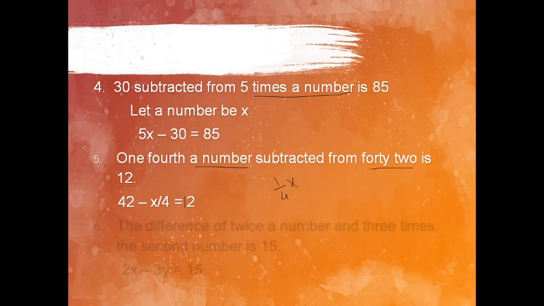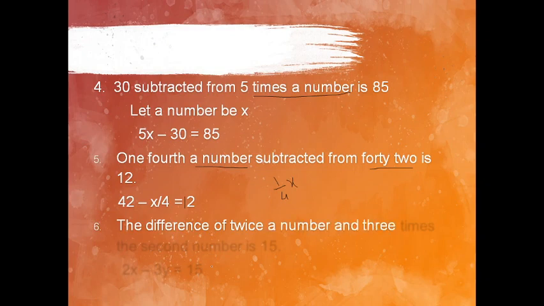Next, the statement given is: the difference of twice a number and 3 times a second number is 15. The difference means subtraction. Twice a number means 2 into a number. A number that we will take as x, twice a number, and thrice means 3 times the second number.